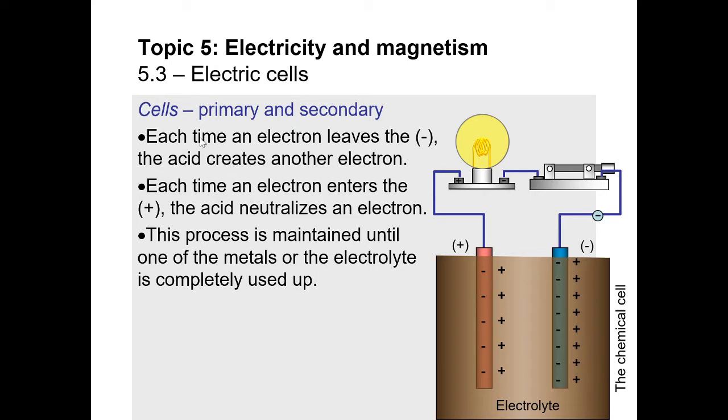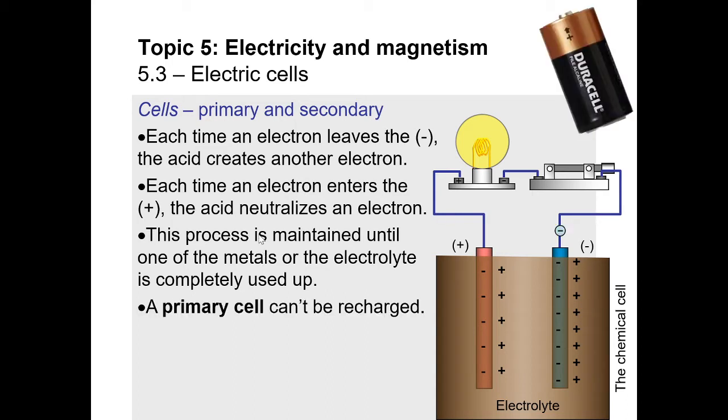Okay, so each time an electron leaves the negative terminal or the negative electrode, the acid creates another electron because as time passes, this is dissolving more and more. Now, each time an electron enters the positive terminal, the acid neutralizes the electron. Okay, so this process keeps going and going until one of the metals is used up or the electrolyte is fully used up. Now, this is the case with a primary cell. A primary cell, you are using up all the chemical reactions, and once all the reactions that are possible to be done are done, nothing else can happen and the battery stops working. So you can't recharge it.